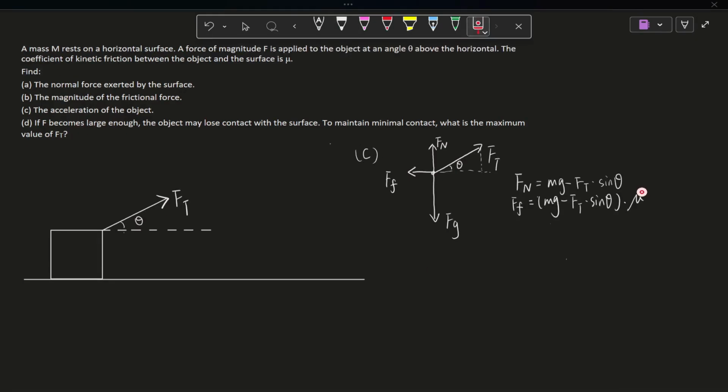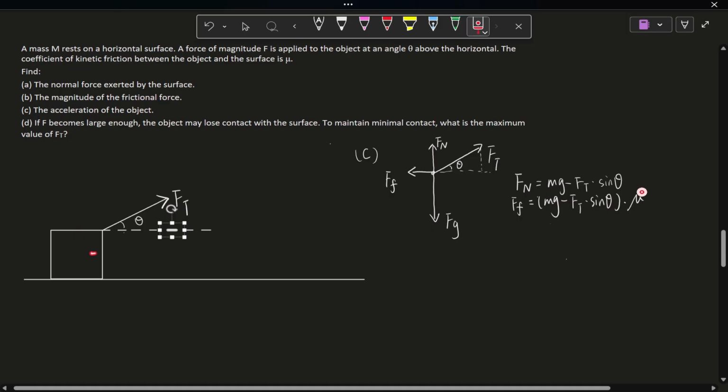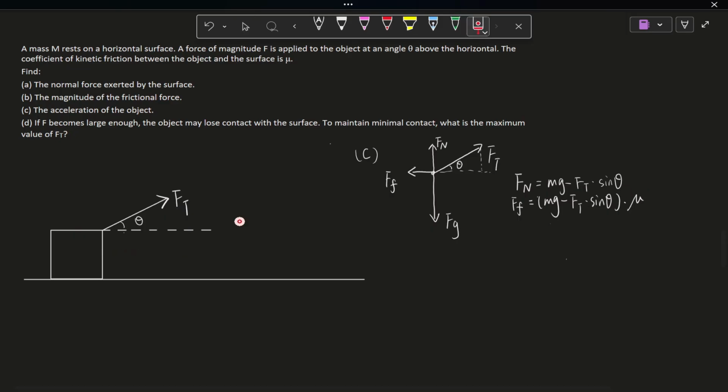Now let's do the C part. Find the acceleration of the object. The acceleration is pointing that way because of the horizontal component of Ft. However, there's also a friction force that resists it from moving in that direction. So we can now write the net force equation for the horizontal component of the object.